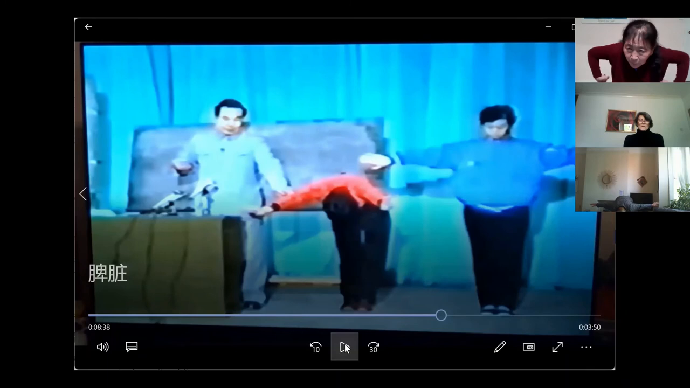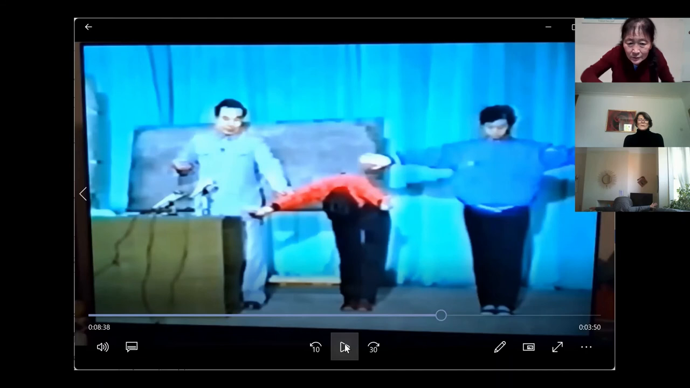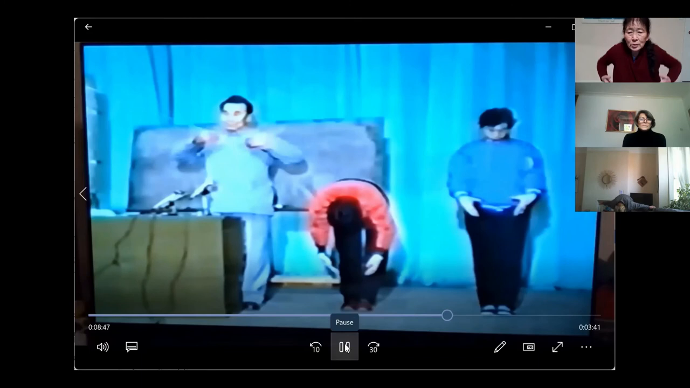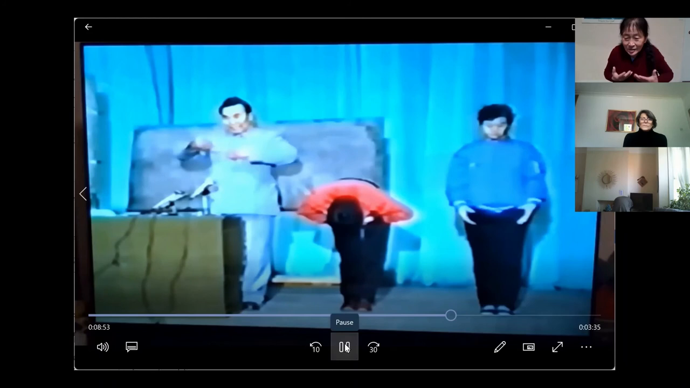From double out, then turn palms down and move forward. Then move down again. When you, from double out, heart and lungs all out.